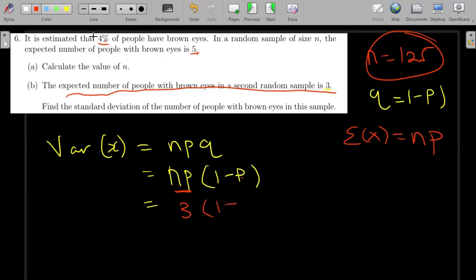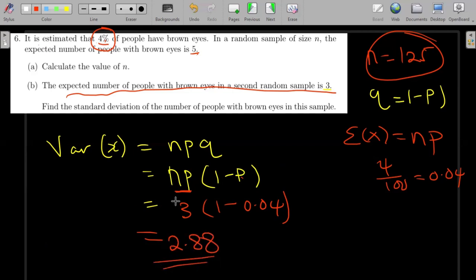this p doesn't change. It's still this 4%. 4% is 4 over 100, which is the same as 0.04. So I'm putting 0.04. So let's find the variance. When I multiply this, I'm going to get 2.88. So this is the variance.